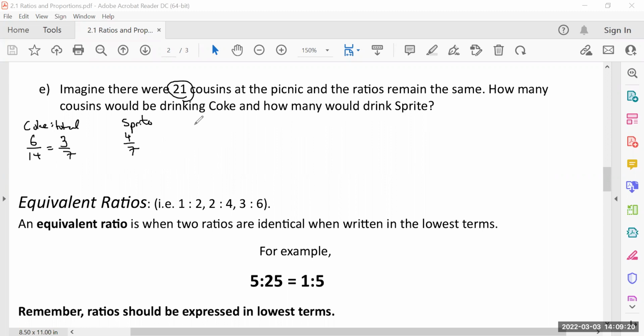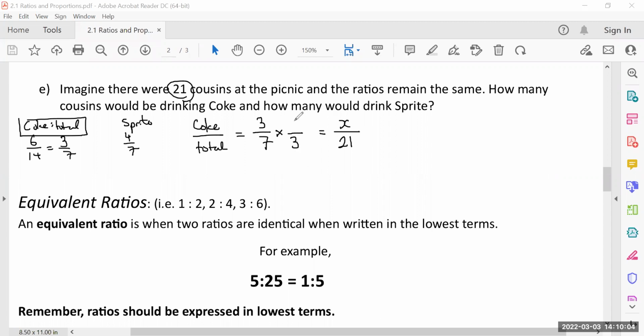Here it is. Ready? The ratio is Coke to total. Coke to total is 3 to 7. What if the total wasn't 7, but it was 21? How do I go from 7 to 21? I'm going to write it like this. So this is my mystery X. I'm starting to introduce algebra now. We're going to call it X. If I went from 7 to 21, I must have multiplied the denominator by 3.